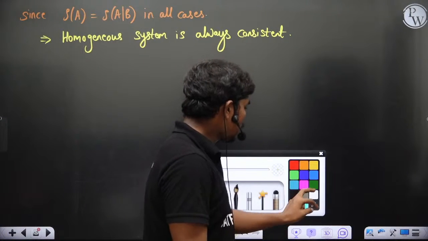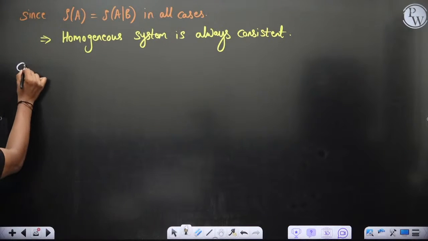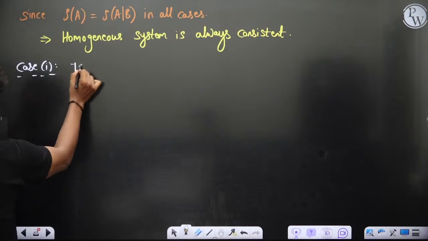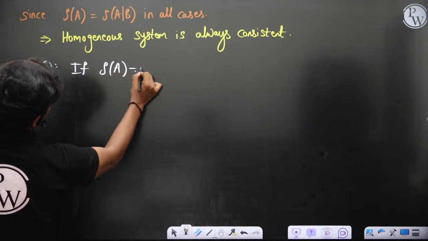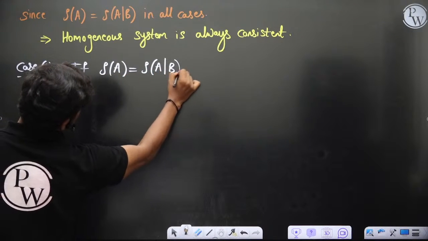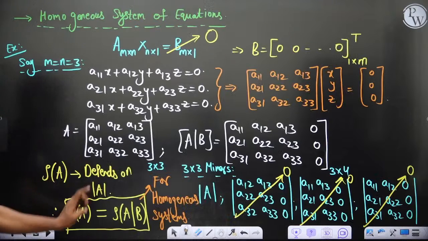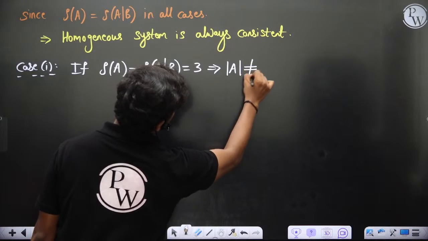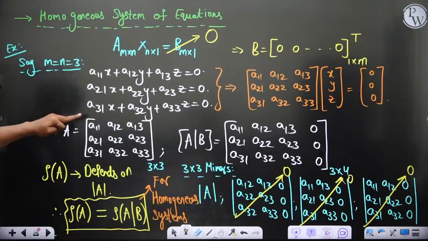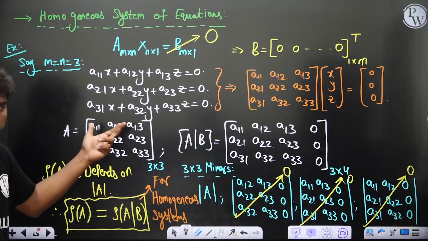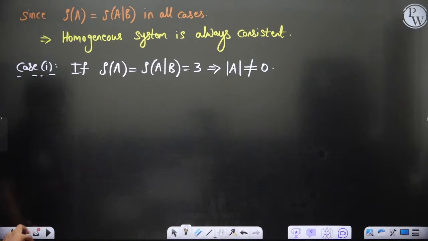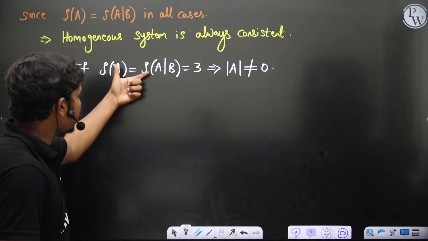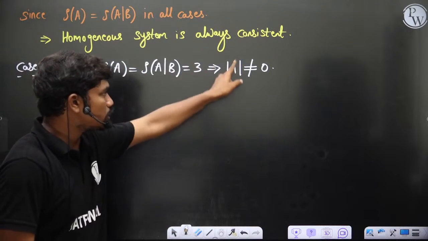Now coming to case 1: if rank of A is equal to rank of A augmented B is equal to 3, this implies determinant of A is not equal to 0, correct? Because if the rank of A has to be 3, then ultimately this determinant should not be equal to 0. These two ranks are anyhow equal, and if they have to be 3, then determinant of A should not be equal to 0.